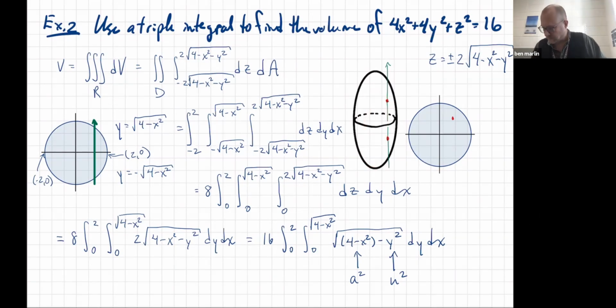Because I like to set things up with a dz first, I went ahead and solved and said z equals plus or minus the square root of 16 minus 4x squared minus 4y squared. But you can see that a 4 comes out of that, and that's the reason why we get the 2 times the square root there. Okay, so that means our inner integral here will just go dz from negative 2 square roots of blah, blah, blah to plus 2 square roots of blah, blah, blah. Okay?